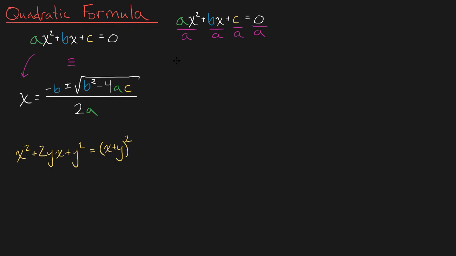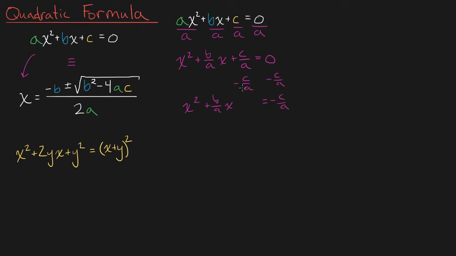And ax squared divided by a is equal to x squared, and then plus b over a times x, plus c over a, and 0 divided by a is equal to 0, so I'm left with 0 on the right-hand side. The next thing that I want to do is move this term over to the right-hand side, and I'll explain why in just a moment. So I subtract c over a from both sides, and that gives me x squared plus b over a x, and then I'm going to leave a blank spot here, and that's equal to negative c over a.